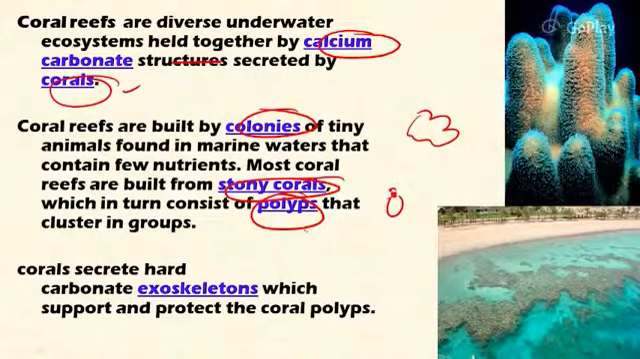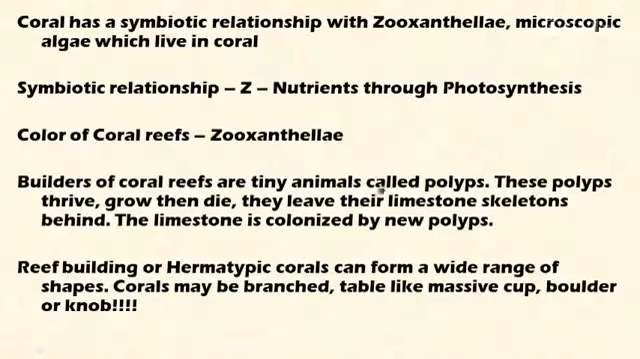These are soft bodied animals, so in order to protect themselves, they secrete a calcium carbonate exoskeleton. Thereby they get support and protection from the harsh climatic conditions. So they produce the exoskeleton in the form of calcium carbonate. And these coral polyps, the tiny animals, live in a symbiotic relationship with the zooxanthellae.